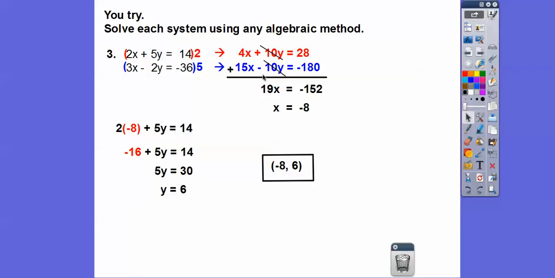And then we add these together. The y's cancel. 4x plus 15x is 19x, and 19 goes into 152 8 times, so it's negative 8. That's x, and then I plugged negative 8 in for that x right there, and we get y equals 6, so it's negative 8, 6.